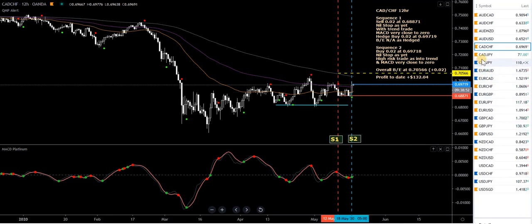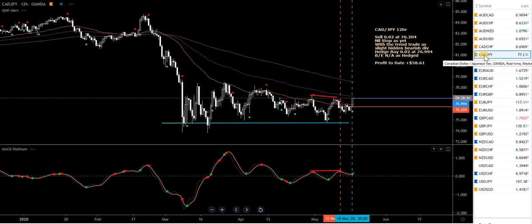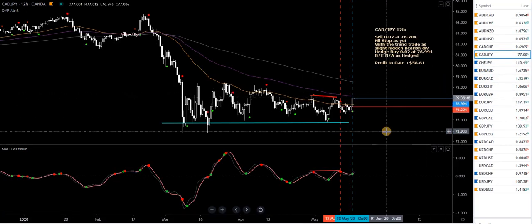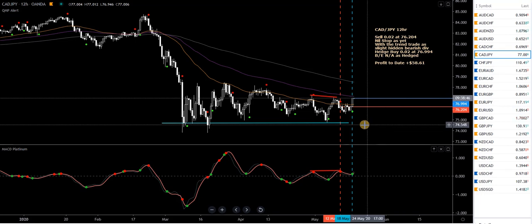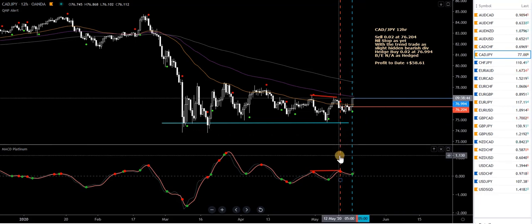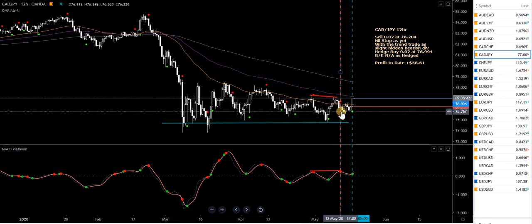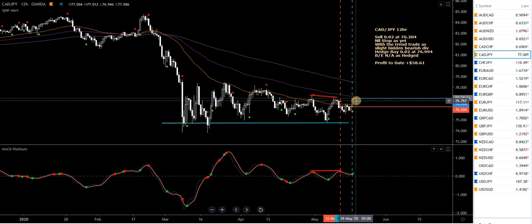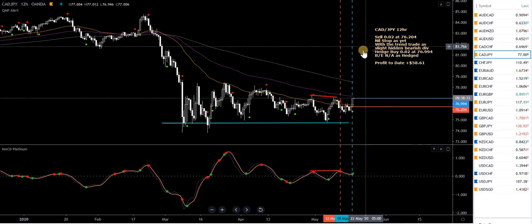Let's have a look. CAD Yen. Just a hedge buy. I was in a sell here. It wasn't a spectacular setup. It was with the trend. The trend's down. Took the sell. It's gone against me. Taken a buy this morning. So I'm hedged, locking in a loss between these 2 lines at the moment.